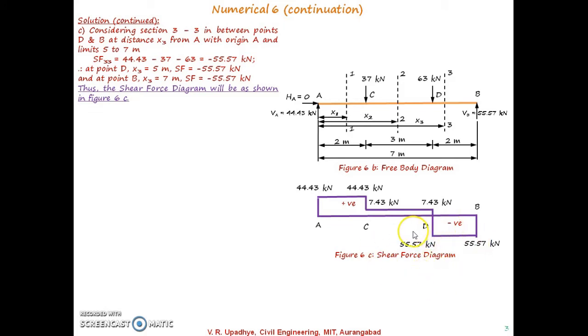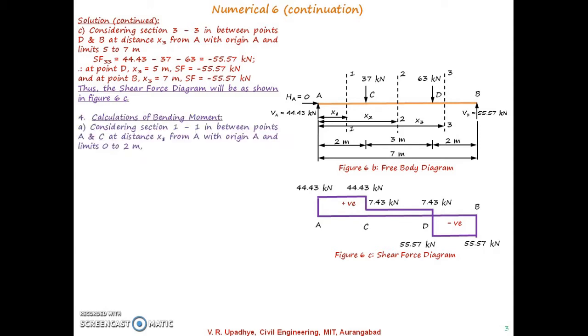So with this, we will go further for analysis of bending moment at different sections. Again, if we consider section 1-1, and consider the distance from A up to section 1-1 as x1, with origin as A, the limits will become 0 to 2 meter. If we consider the left part of section 1-1, there is only one force, that is the reaction at support A, and its moment up to section 1-1 becomes 44.43 into x1, as x1 is the distance between these two.